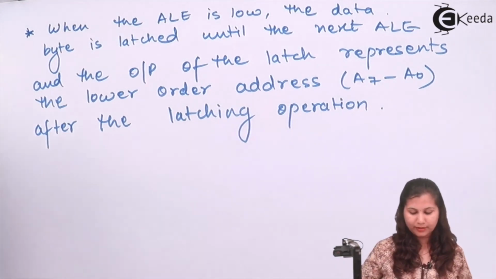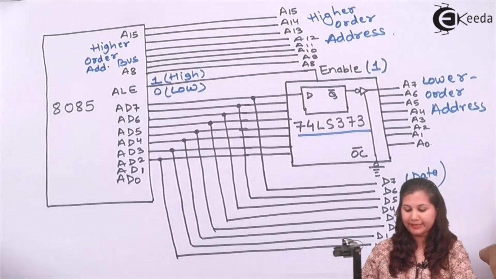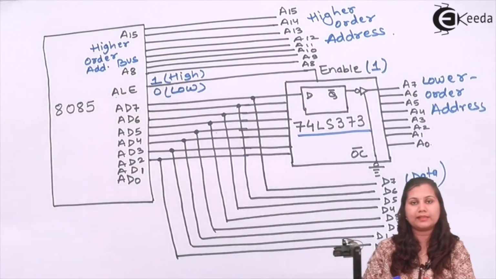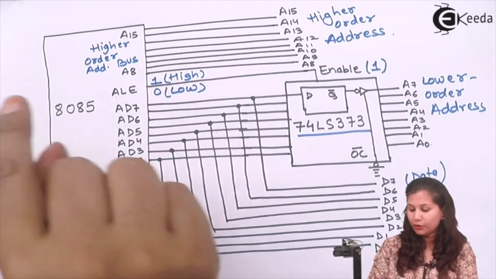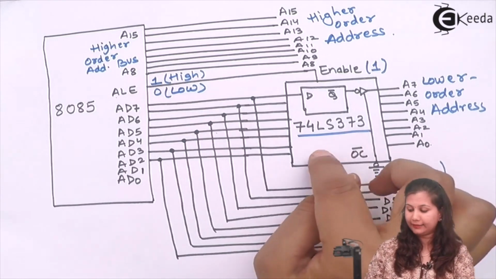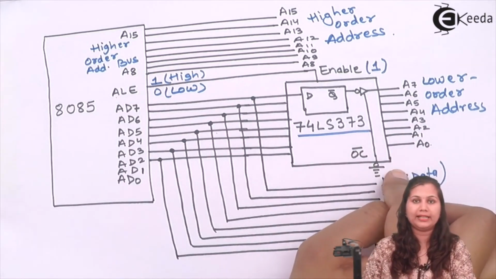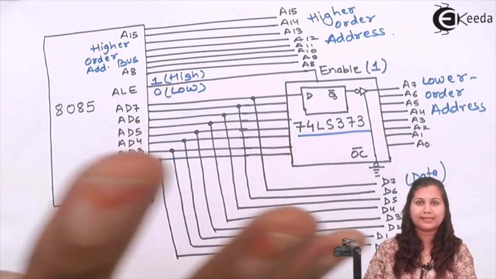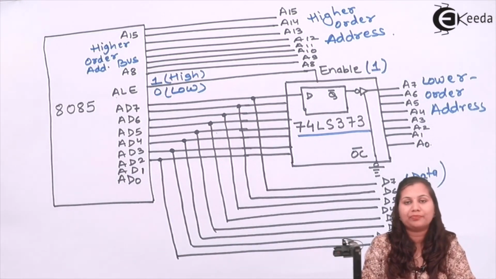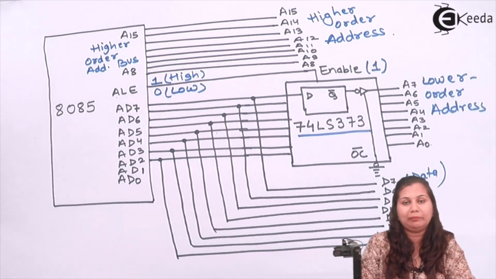So this was how the demultiplexing of the lower order address bus and the data bus is done using the ALE signal and the latch 74LS373. This is the IC number for the latch. I hope this topic is clear to you, how the demultiplexing is done in 8085.